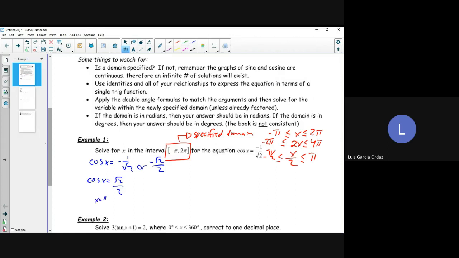So x is equal to pi over 4. Normally, if cosine is root 2 over 2, our angle is pi over 4. But because our expression is cos of x is equal to negative root 2 over 2, in what quadrant is cosine negative?